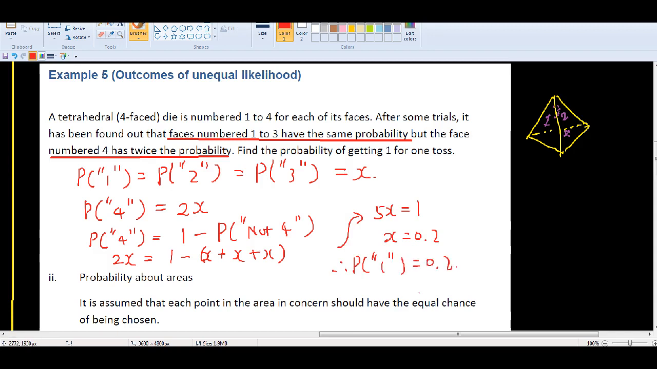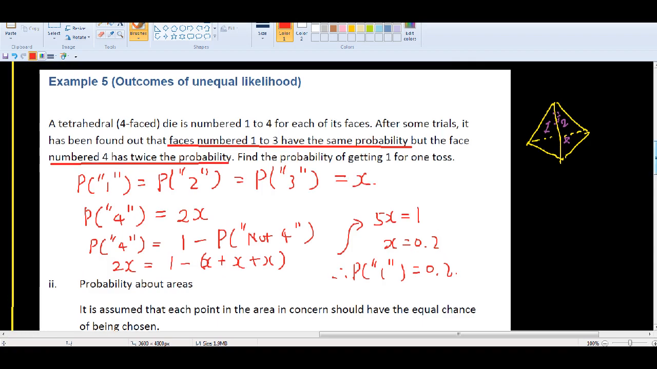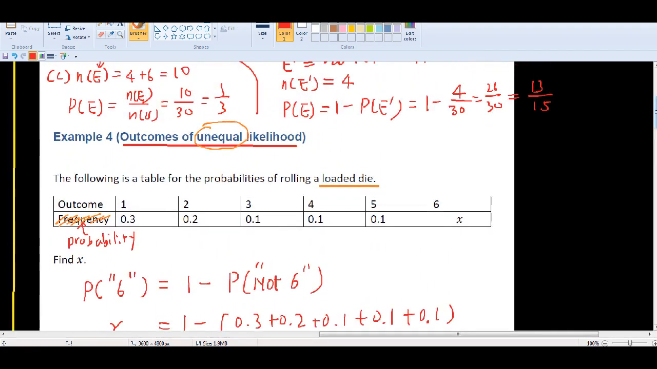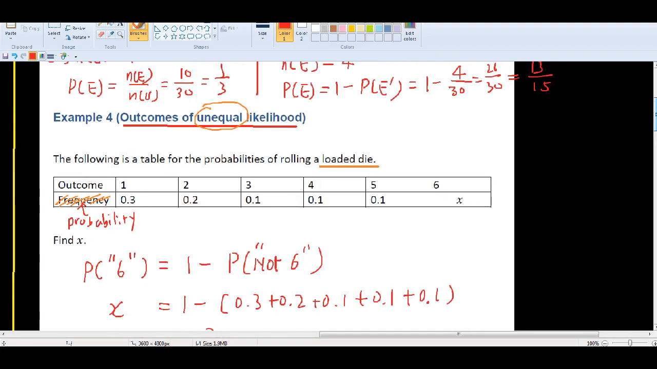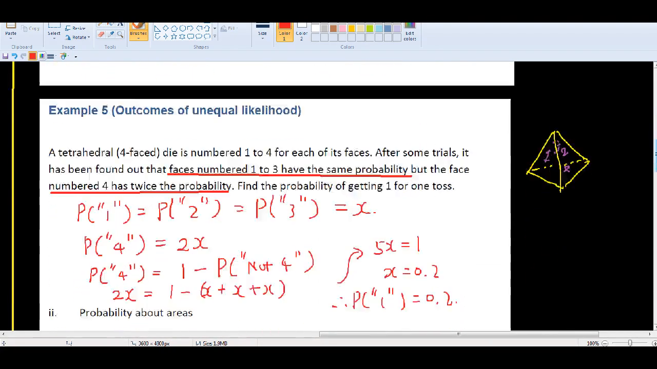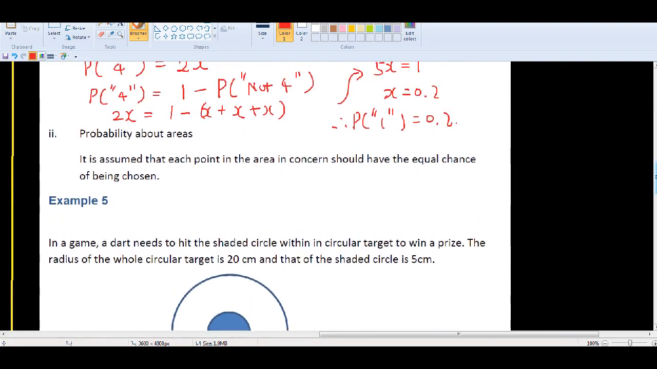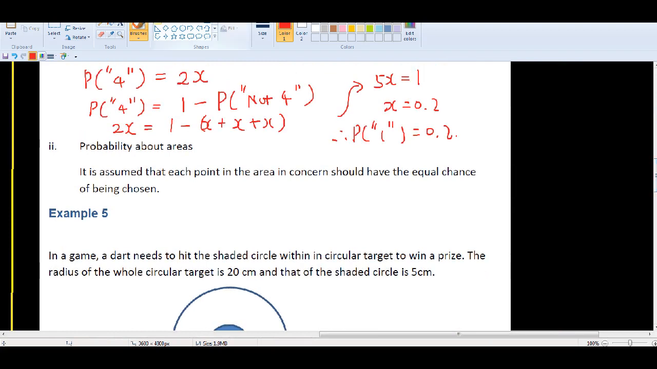Okay, so again, for this question, each outcome has a different probability. Okay, good. Right, so we've done 2 questions with unequal likelihood outcomes. Right, so let's do one which should be example 6.